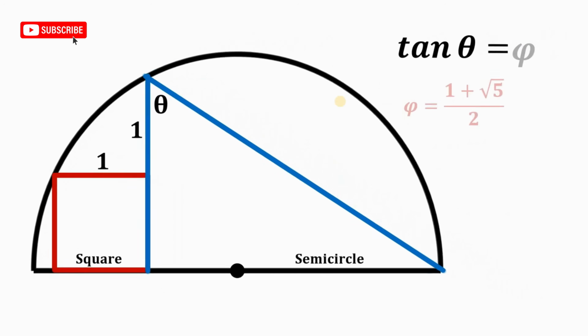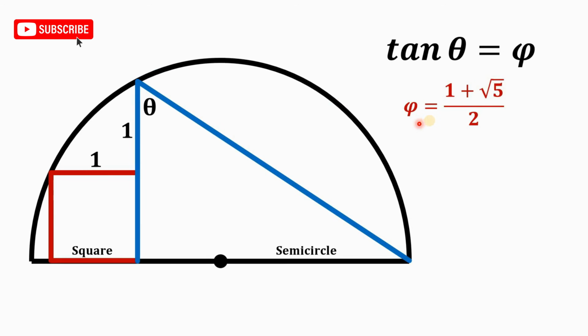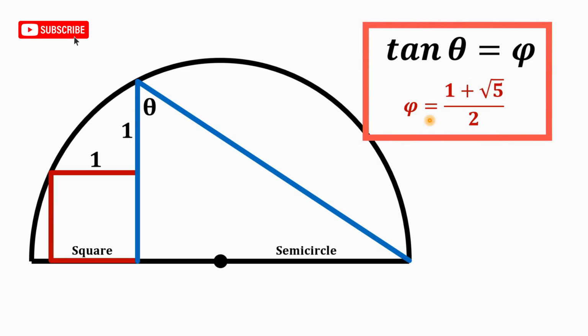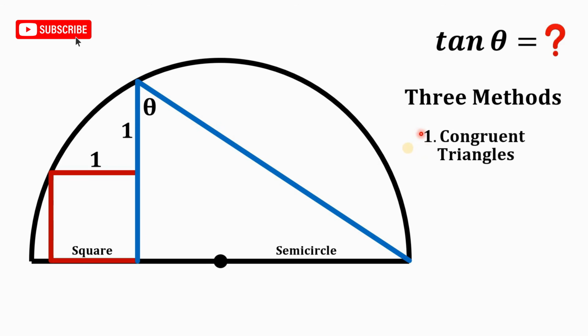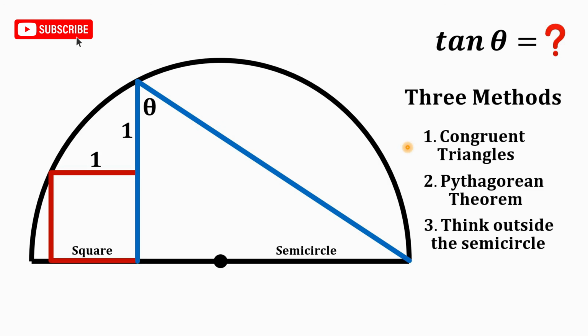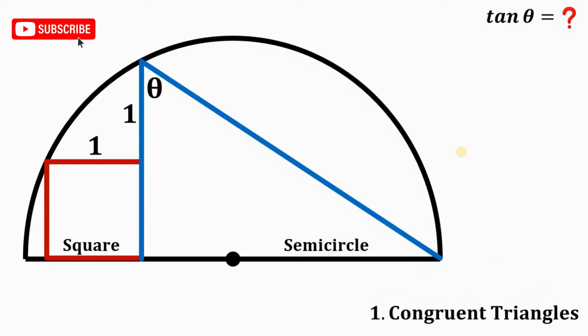Alright, the answer simply equals phi, wherein phi equals 1 plus square root of 5 over 2, and that is the answer to this question. In this video, I will show you 3 different approaches to answer this question. The first one is using congruent triangles. The second one is using Pythagorean theorem. And the third one is think outside the semicircle. Let's begin with our first solution using congruent triangles.